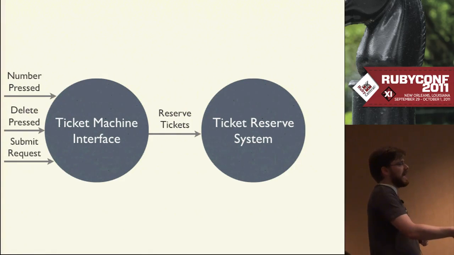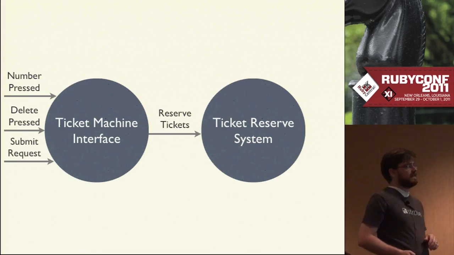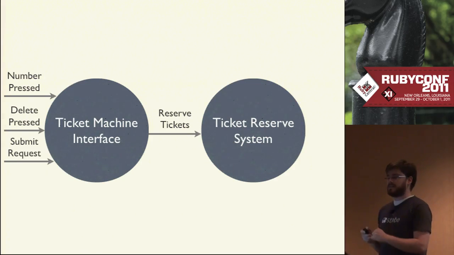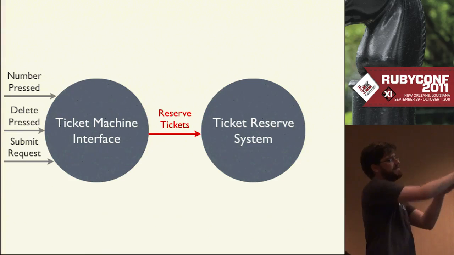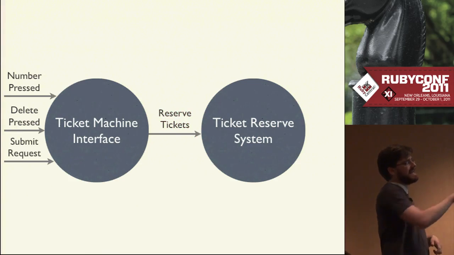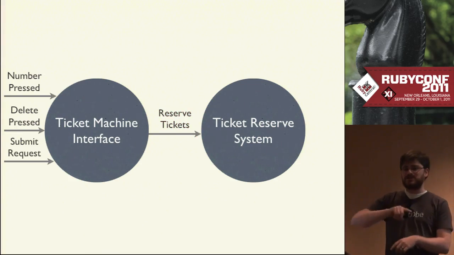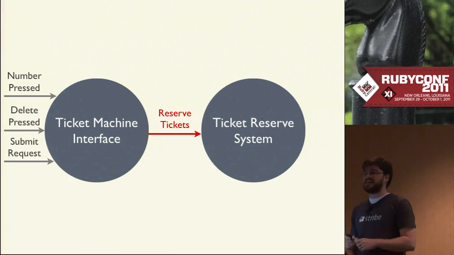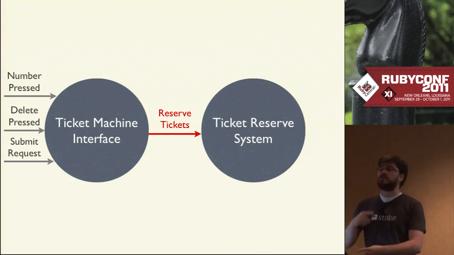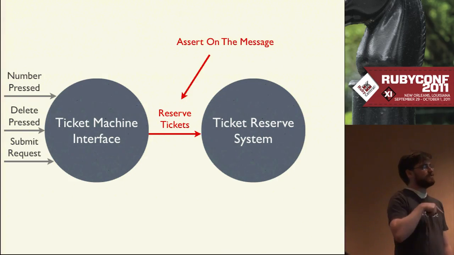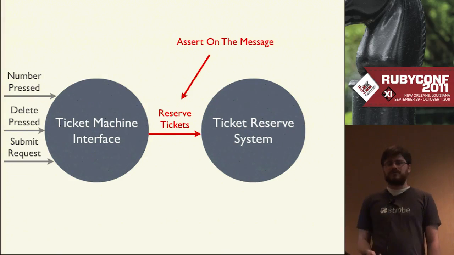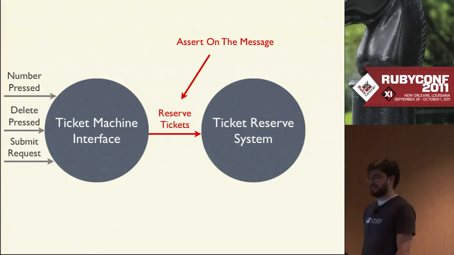So what if, instead of using a real ticket reserve system, I replaced that ticket reserve system? I don't have the ability to get into the test, but I can assert on the message going between the tests. Kind of like Alan Kay said, the key thing is the messages going between. And so I can assert on the message that the ticket machine is telling the ticket reserve system. So how would I do that?